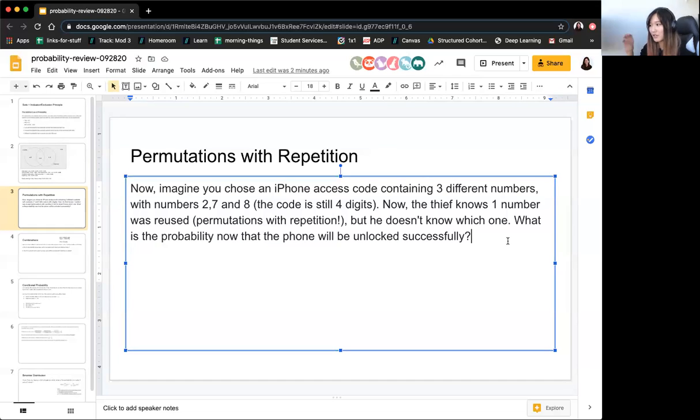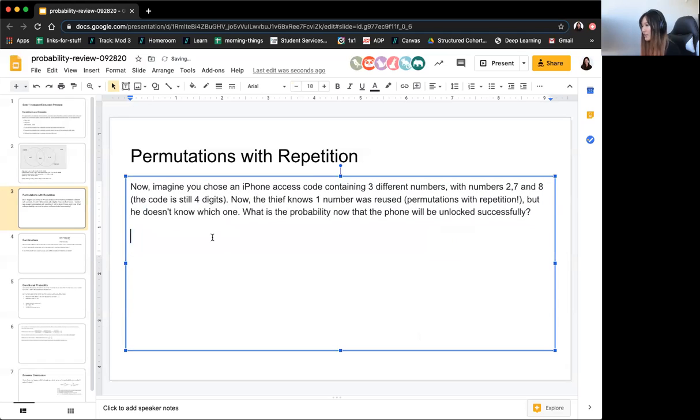What I want to get into more is the calculation of the denominator in this problem. How many possible phone access code combinations are there with 4 digits that have the numbers 2, 7, and 8? I think people just have trouble figuring out how to think about it, and I'm going to share the way I think about it. That will hopefully help. Let me make this a little smaller so I have some space here.